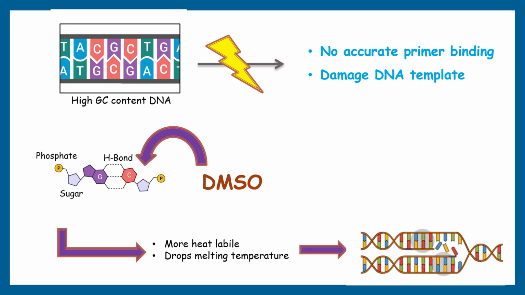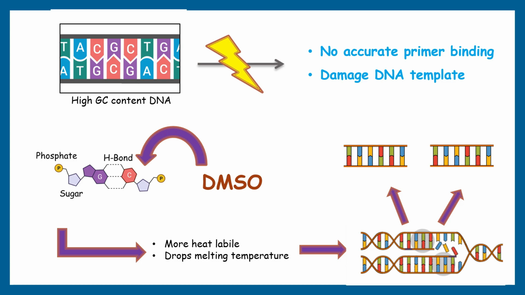That means DMSO disrupts the hydrogen bonding within the DNA molecule, making it easier to denature and separate the DNA strands. This allows the primer to access the target sequences more effectively. But that's not all. DMSO also helps improve the specificity and efficiency of PCR amplification.